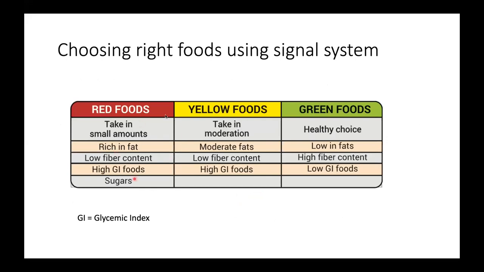So what we have to choose: the red type of food is rich in fat, low in fiber, high glycemic index food. They should be taken in very small amounts. Sugar too should be taken in very small amounts. Yellow can be taken in moderation, such as moderate fats, low fiber content, and high glycemic foods. And green foods, which are the healthy choice, should be taken in plenty, such as those low in fat, high in fiber content, and low glycemic index foods.